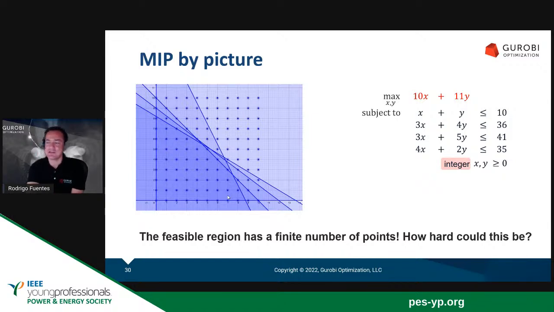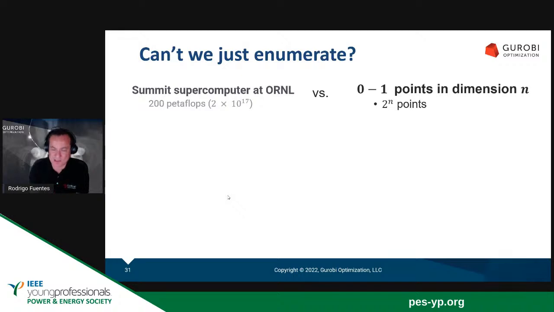But let me show you how hard this can become, and I'm going to do that relating to a problem that I think you're mostly familiar with, and then we're going to go back to this, okay? So let's take for a second a super fast computer at Oak Ridge National Lab, a computer that can do 200 petaflops, that is 2 times 10 to the power of 17 operations per second. That's a really, really fast computer, okay? And then let's see how long it takes that computer to process 0-1 points, binary points, in n dimension.